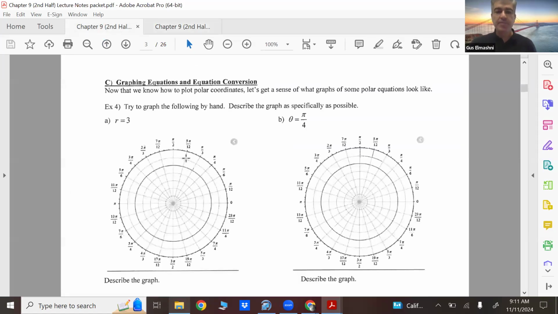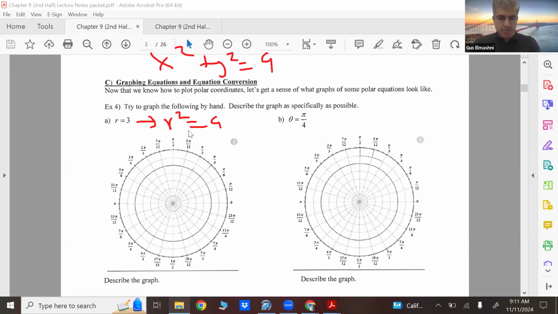All right, so r equals 3. What does this mean? This means x squared plus y squared equals 3, right? That's all it means. Actually, I took it back. Equals 9. My apologies. R squared equals 9. So x squared plus y squared equals 9. So you just draw a circle, that's all. That's it. That's all you do.